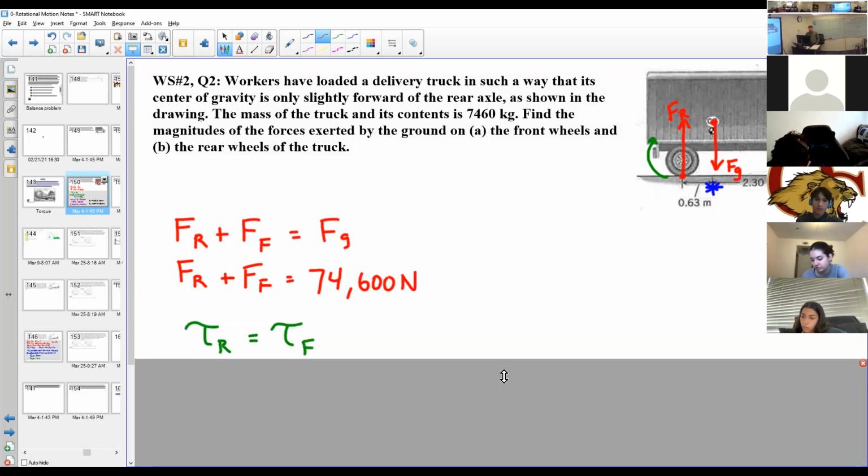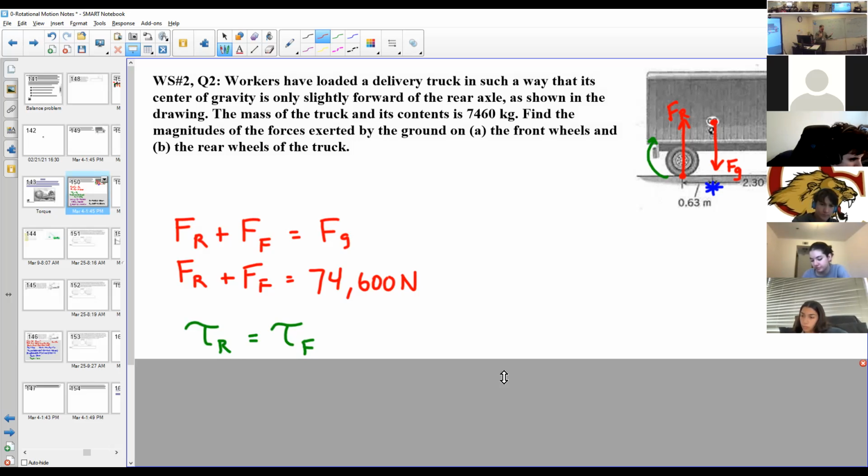Now for my torque, since I chose the pivot point to be in the middle, the weight of the truck would not cause any torque because the weight is right at my pivot point. So its r value is 0. It has no distance from the pivot point because that's where I chose the pivot point. There is a distance for the rear wheels and a distance for the front wheels, so those two would be causing torque. And because they're both going upward but on opposite sides of the pivot point, they're actually fighting each other.